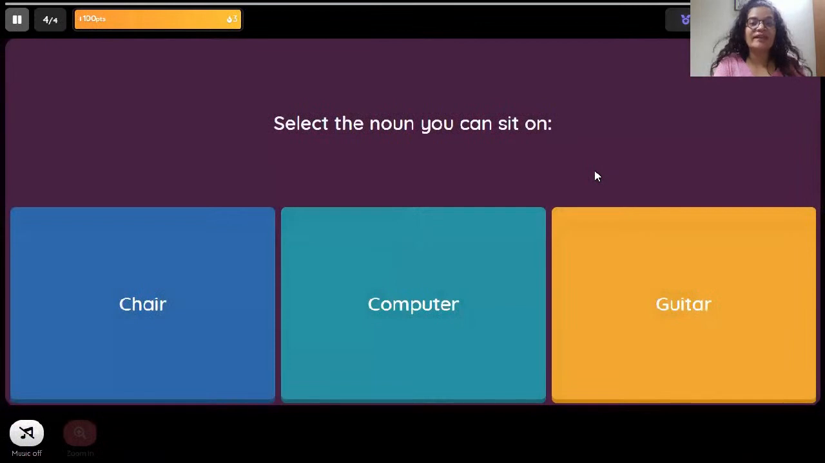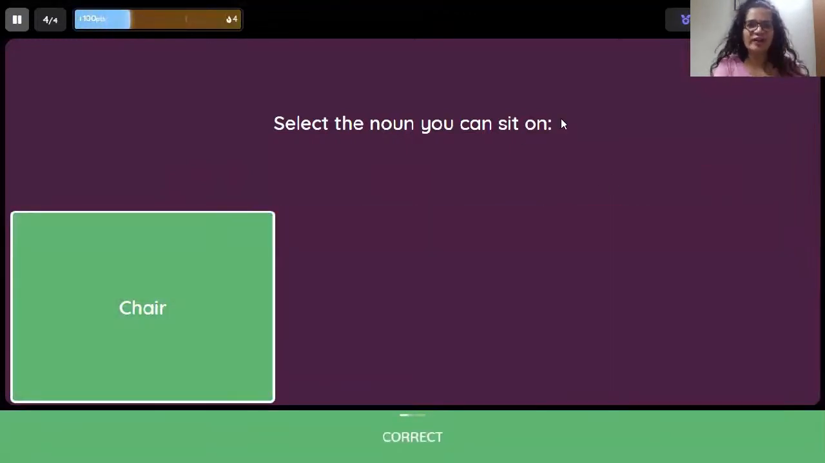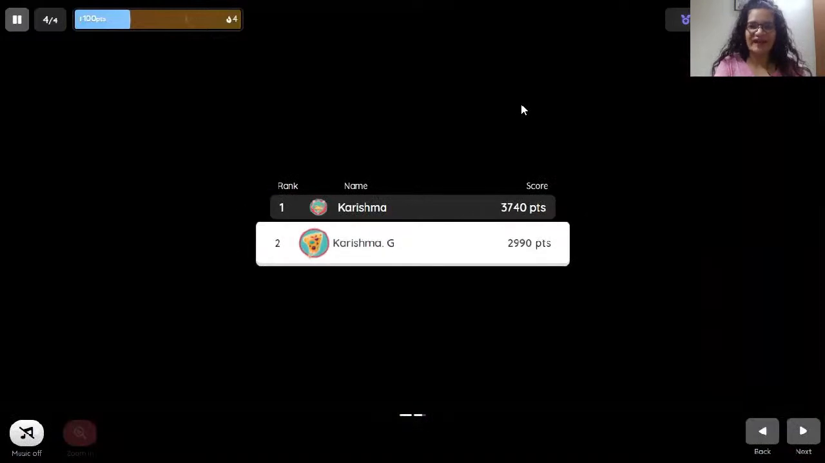Select the noun you can sit on. Chair, can you sit on a chair? Yes. Computer, can you sit on a computer? No. Guitar, can you sit on a guitar? No. So what can you sit on? Chair. Very good. So you all are all done.